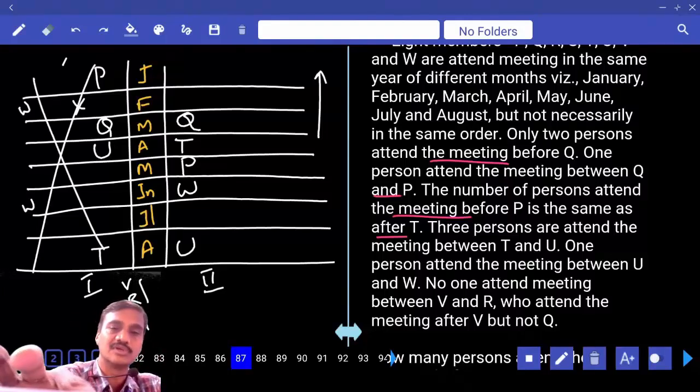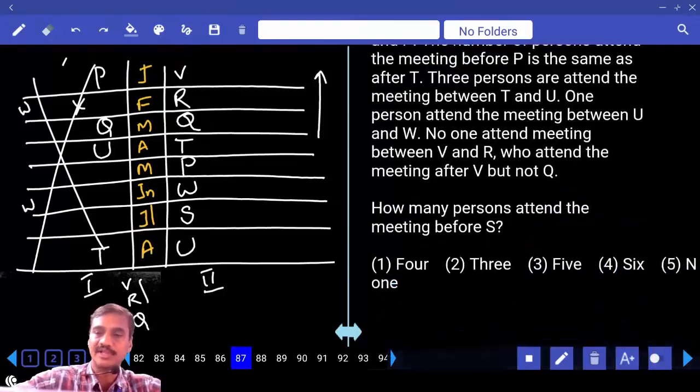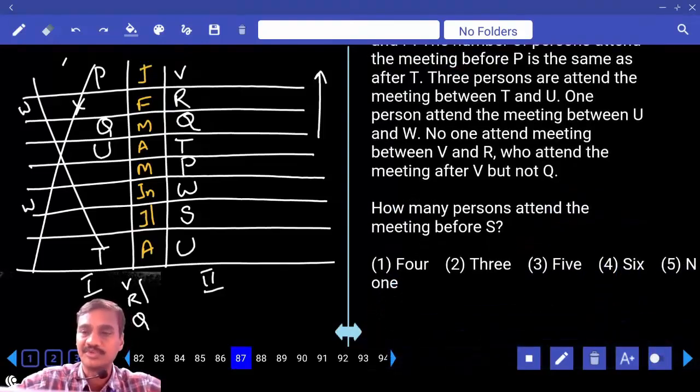Hence we are left with this one, V and R. Then tell me, who is the person left? S is the person. Then question 87: how many persons attend the meeting before S? Before S, how many persons are there? There are 6 persons. Choice for question number 87.